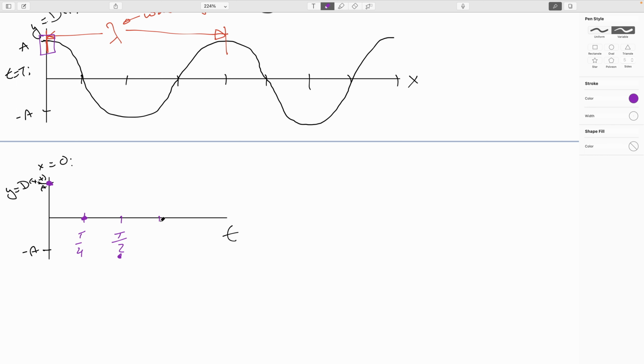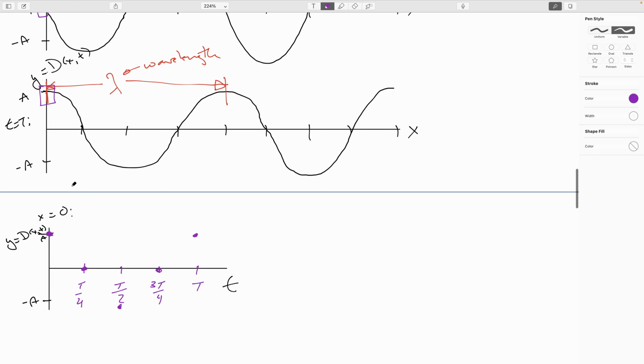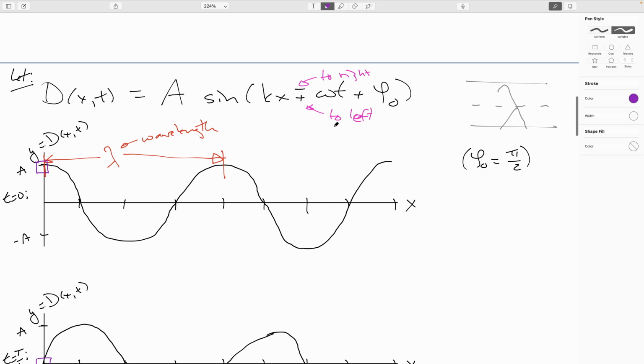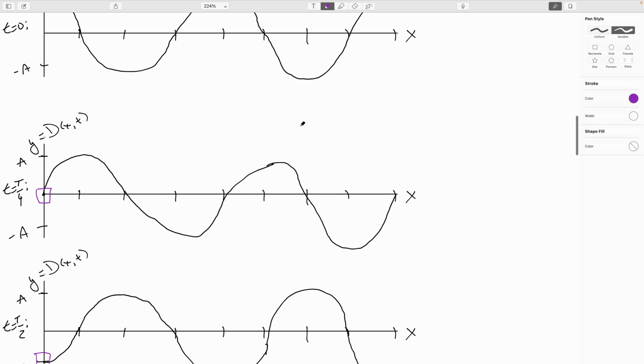Like so. Then at 3T over 4, it's back at 0. And finally at t equals T, capital T, we're back up there. And this is looking like a sine wave, and in fact it totally is, because what we've done is we've just stuck in 0 for x, right? So this is a sine wave.